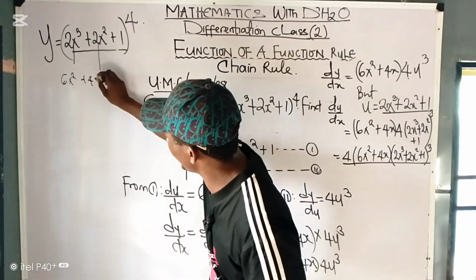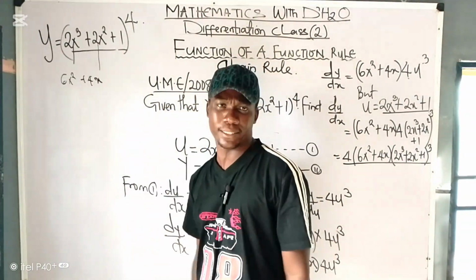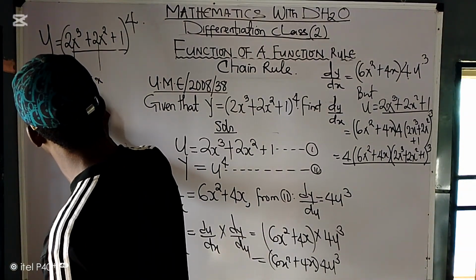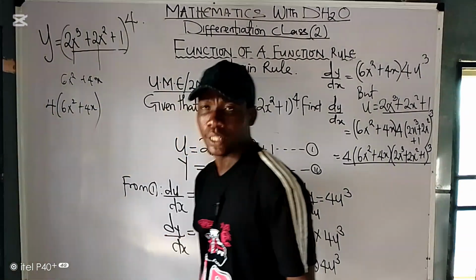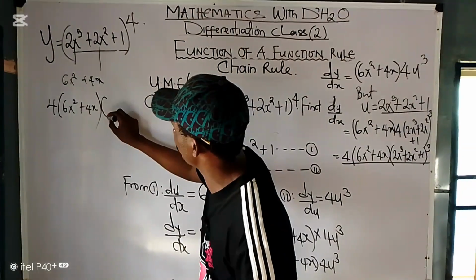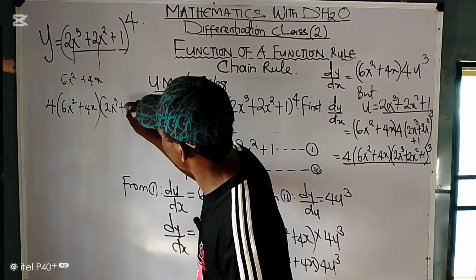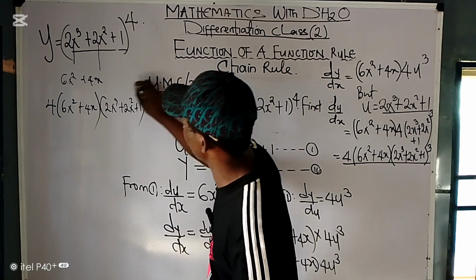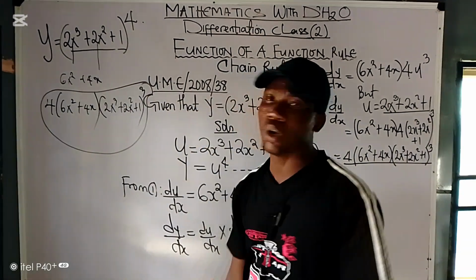Did you get? So whatever you have, use your 4 to multiply it. So you have 4 bracket 6x squared plus 4x. Did you get? Then bring the brackets, come back again, which is what? 2x cubed plus 2x squared plus 1. Then remove 1 from the power, it becomes 3. This is the answer to the question.